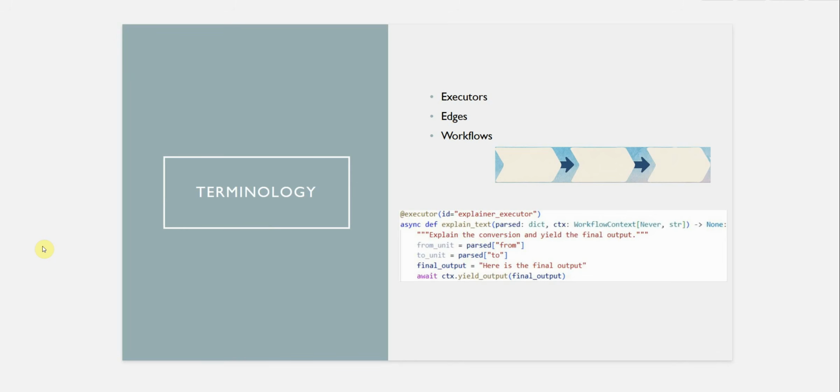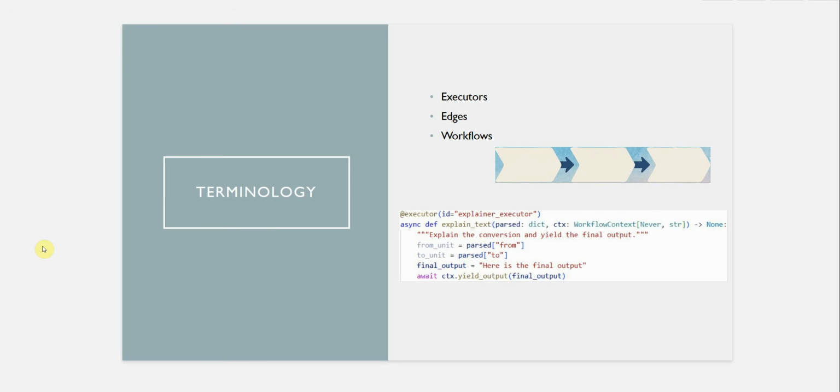It completely depends on your business logic, completely depends on your use case, like whether you want to call multiple executors at once, or whether you want to call a specific executor depending on the given condition. So edges will play that role, that when to call which one.